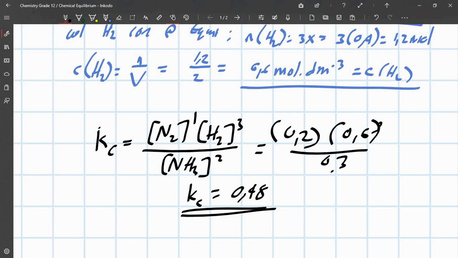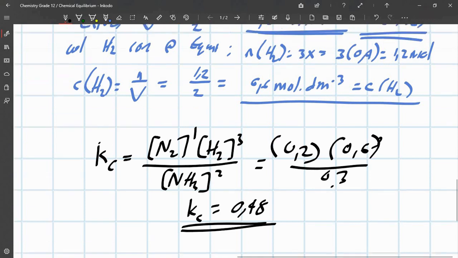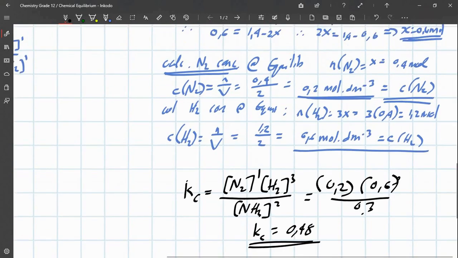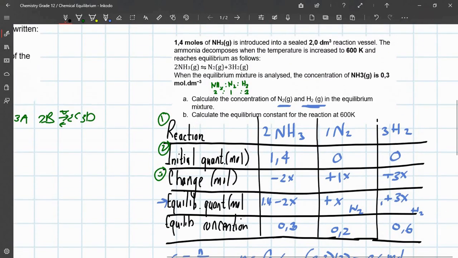And that's it. A bit of a long calculation. That's what you can expect in this section. It's a little bit long, that's quite a bit to do. But that's how you calculate the equilibrium constant.